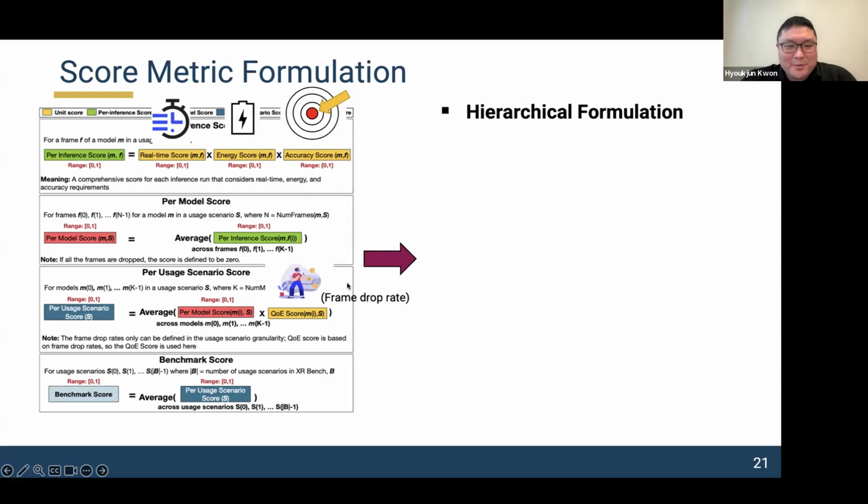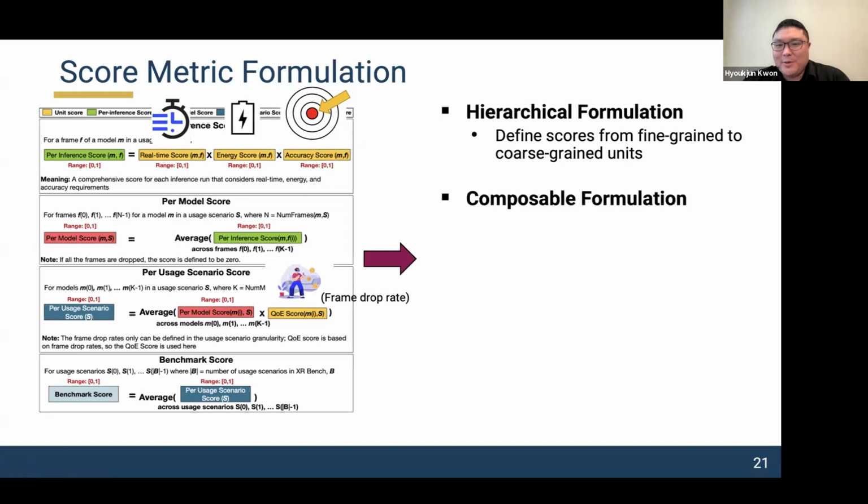The left side figure shows the overview of the metric formulation. I'm not going to go into all the technical details, but let me just highlight some high-level features. Those scores were formulated in a hierarchical manner, so we define the scores from fine-grained to coarse-grained units. For example, for each inference run of each model, we can define scores. For one model, across all the inferences that happen in a given time frame, we can also define this score. And for all the models, including the usage scenario, and for a given time window, we can also define these four scores. And for the entire usage scenario, we can also define all of those four scores, and we provide a hierarchical formulation to compute that from the fine-grained aspect to the coarse-grained aspect.